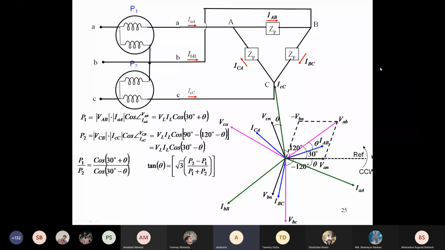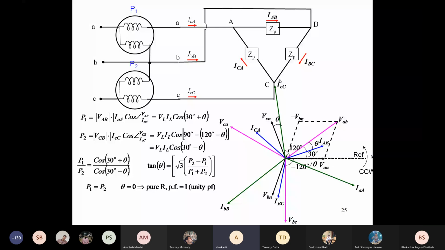Now suppose for some situation you are getting P1 equal to P2. What does it mean? Theta will be 0. Theta equal to 0 means power factor 1, purely resistive, no reactive component. So it implies pure resistor and power factor 1, which is called unity power factor. A purely resistive circuit is also called a unity power factor circuit, where the power factor is 1.